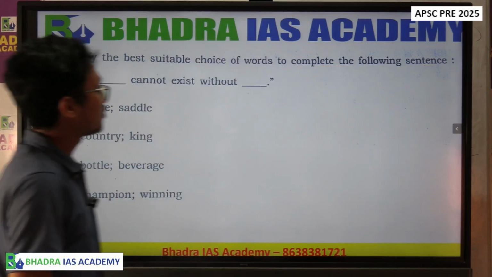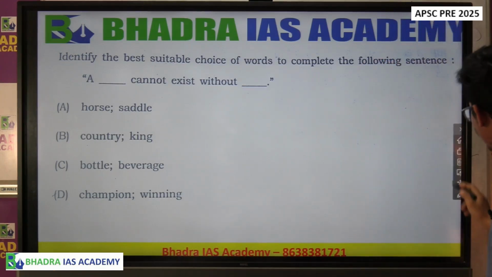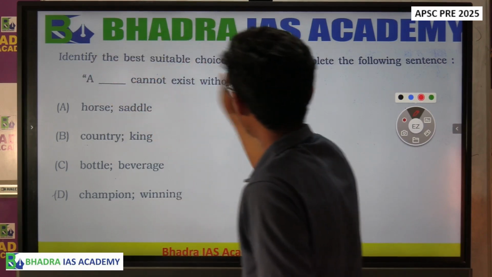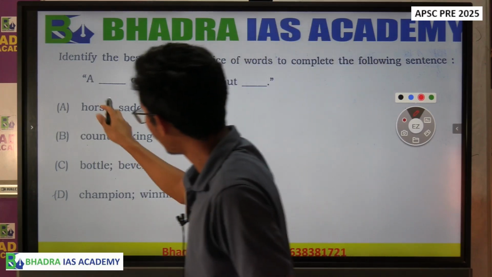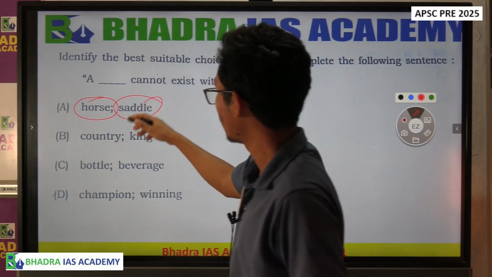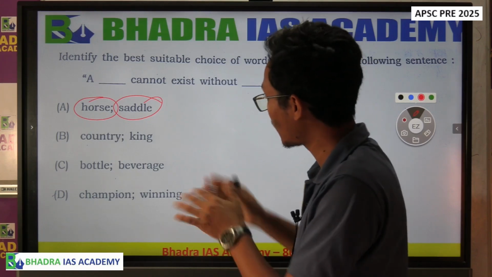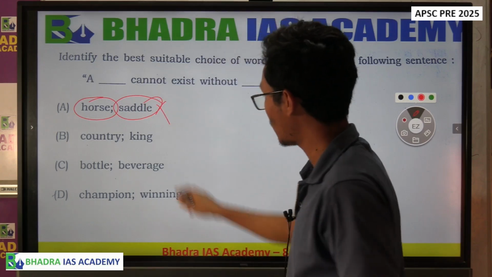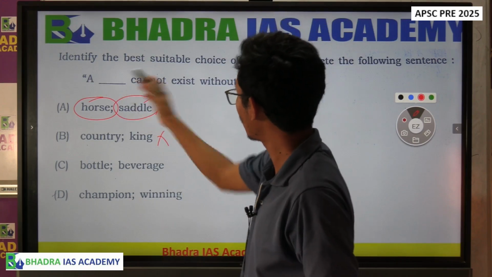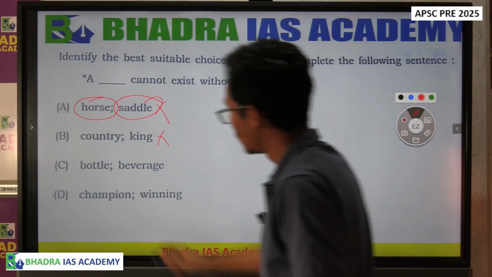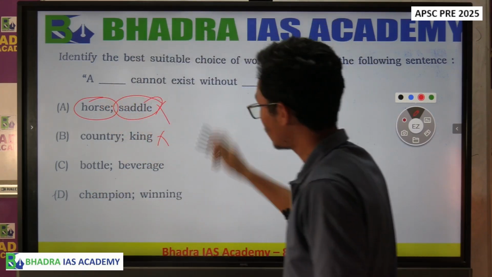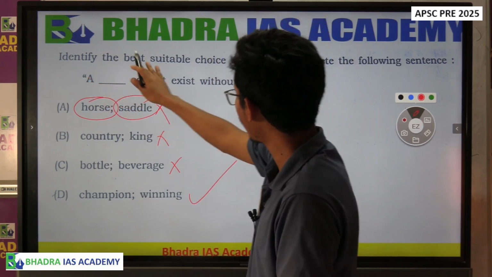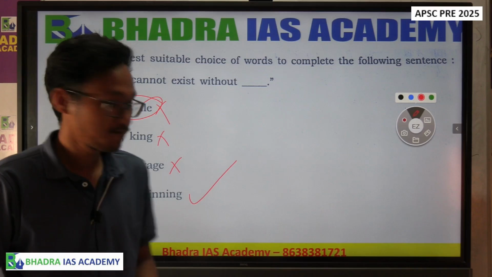Identify the best suitable choices for the words to complete the following sentence. Which pair is suitable for the sentence? A dash cannot exist without this. Horse cannot exist without saddle? No. A saddle is what one sits on the horse's back for riding, but a horse can exist without it, so this option is not possible. Country and king: a country cannot exist without a king? Not so, there are countries without a king. Bottle and beverage: a bottle cannot exist without beverage? An empty bottle can exist, so this is not possible. So champion and winning is the correct answer, because a champion cannot exist without winning. Without winning, one cannot become a champion. So the correct answer is this.